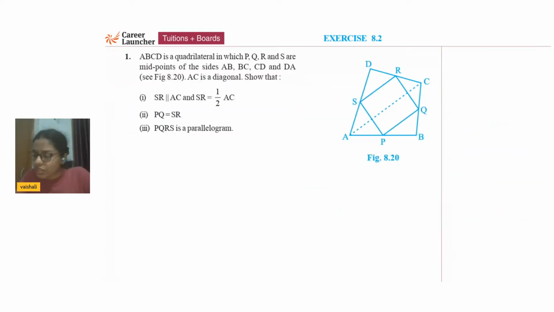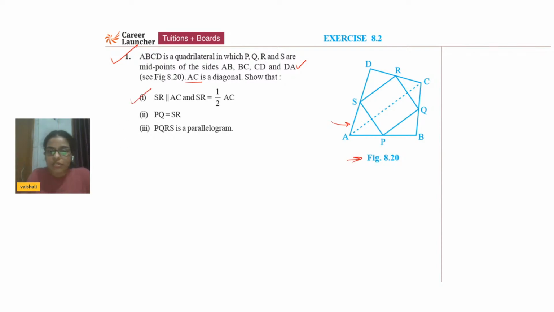Now if I'm showing you the exercise 8.2, this is the very first question which you are looking at on the screen. ABCD is a quadrilateral in which P, Q, R, S are the midpoints of these sides respectively. From the figure 8.20 also it is visible that ABCD is a quadrilateral in which P, Q, R, S are the midpoints, but there is something that we need to show. It's already given to us that AC is a diagonal, so this dotted line you are seeing is basically the diagonal of this particular quadrilateral.